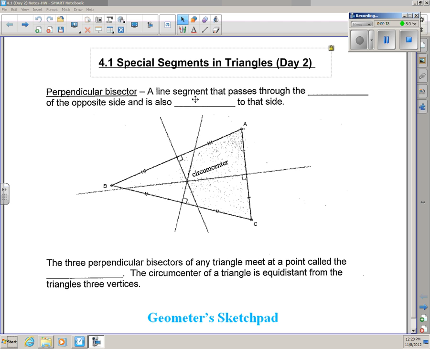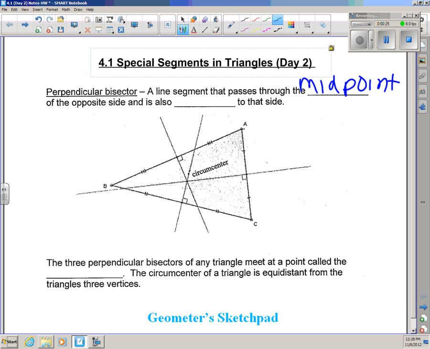A perpendicular bisector is a line segment that passes through the midpoint of the opposite side, and it's also going to be perpendicular to that side. So if you take a look, all of these pieces right here are midpoints because you can see the markings. So we've got midpoint, midpoint, midpoint, and then when we actually go through that midpoint and make a right angle, we've now created perpendicular bisectors.